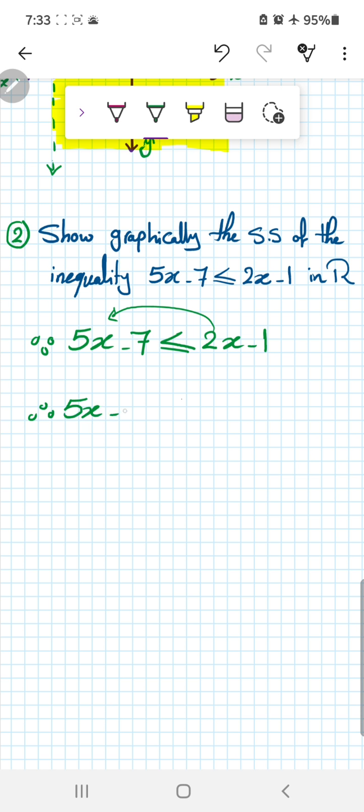So 5x minus x, and remove negative 7 to the other side, less than or equal. Here we have negative 1, negative 7, it will be plus 7. Here 5x minus x will be 4x, less than or equal to negative 1 plus 7, which is 6. Remove the 4 to the other side by dividing.